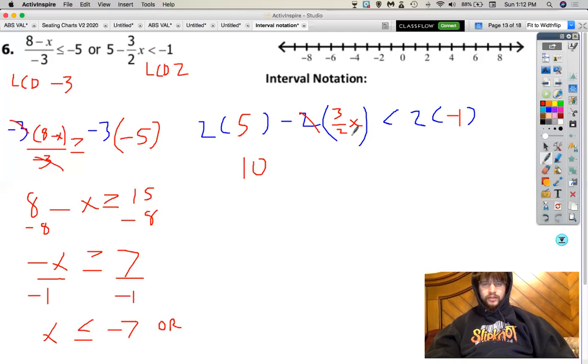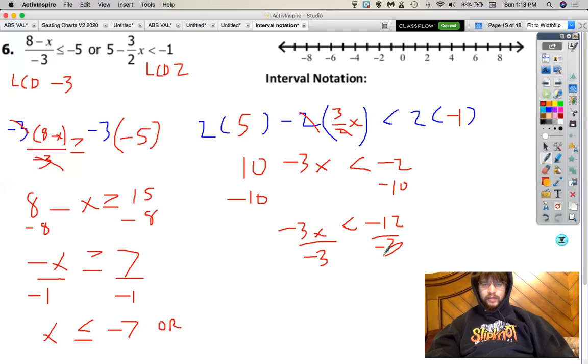10, these 2's will cancel. Minus 3x is less than negative 2. Subtract 10 from both sides. Negative 3x is less than negative 12. Divide through by a negative 3. So I'm left with x. I divided by a negative, so I flip the direction. 4, x is greater than 4. So here's what I got. X is less than or equal to negative 7, or x is greater than 4.